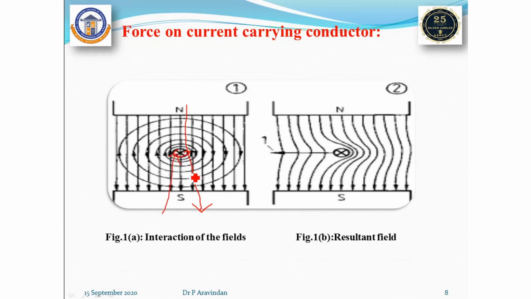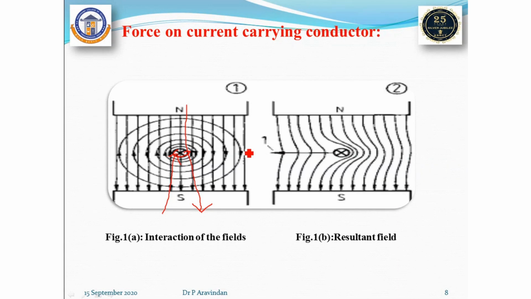Now you have to recall the right hand grip rule. You can think that your thumb direction is away from you. That means you see your remaining fingers, what is the direction? As per the right hand grip rule, in the clockwise direction there will be flux lines. Now it will be very easy to understand.